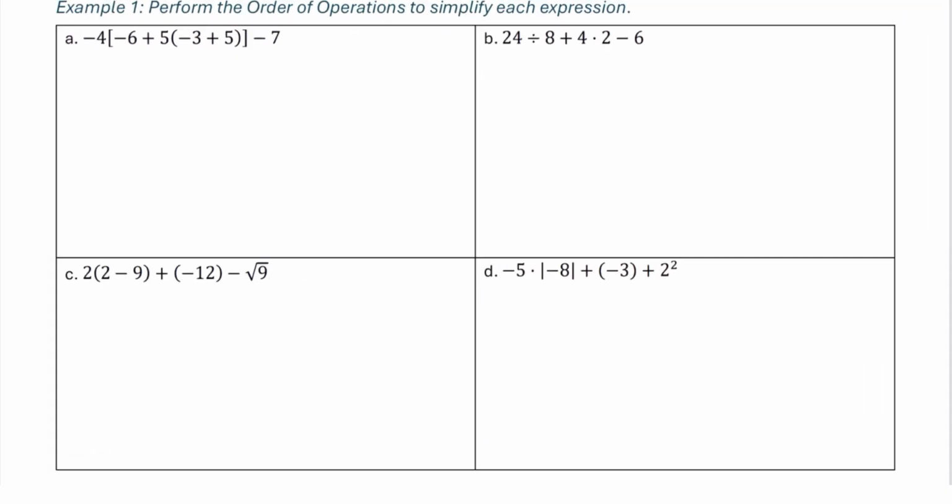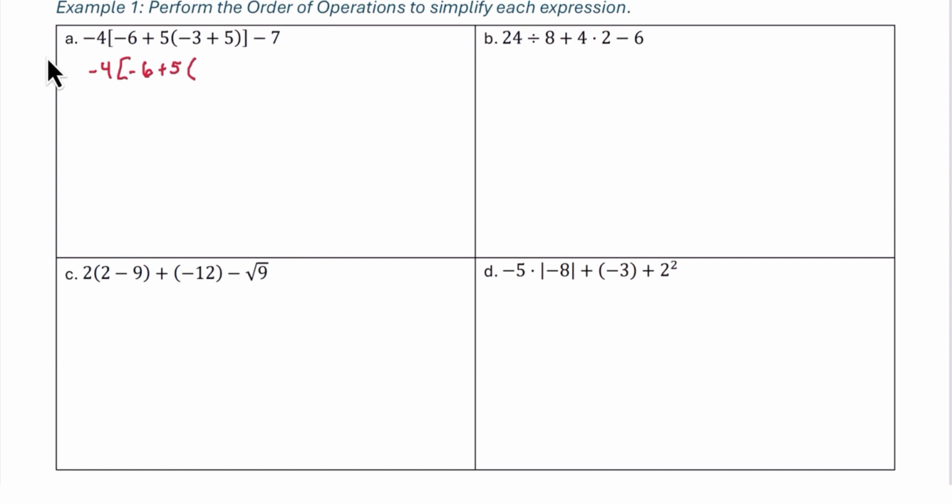Let's perform the order of operations to simplify these expressions. Up first, notice we have grouping symbols. We have brackets and parentheses. We want to simplify inside the innermost grouping symbols first. That means in this case, we simplify inside the parentheses. So we'll copy the rest and simplify inside the parentheses.